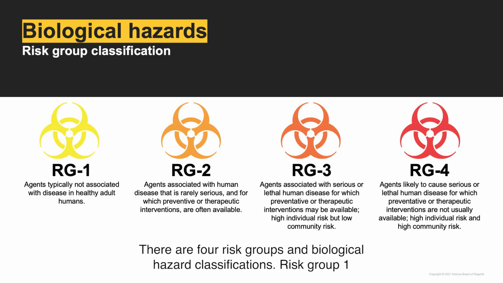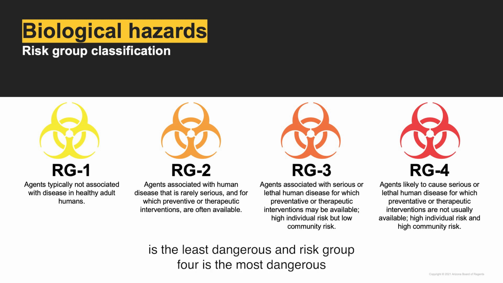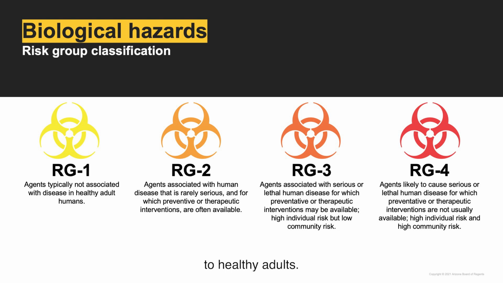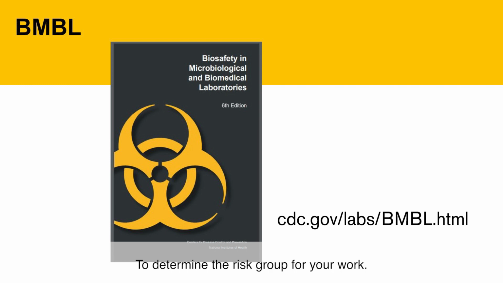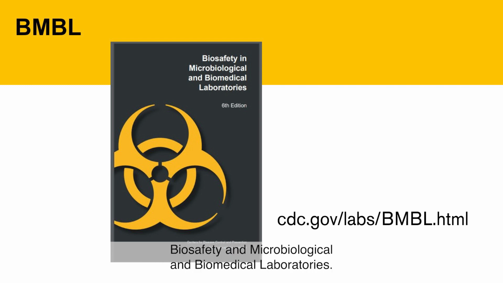There are 4 risk groups in biological hazard classification. Risk Group 1 is the least dangerous, and Risk Group 4 is the most dangerous to healthy adults. Individuals who are pregnant or immune compromised should seek medical advice before working with biohazards. To determine the risk group for your work, please see the CDC publication, Biosafety in Microbiological and Biomedical Laboratories.